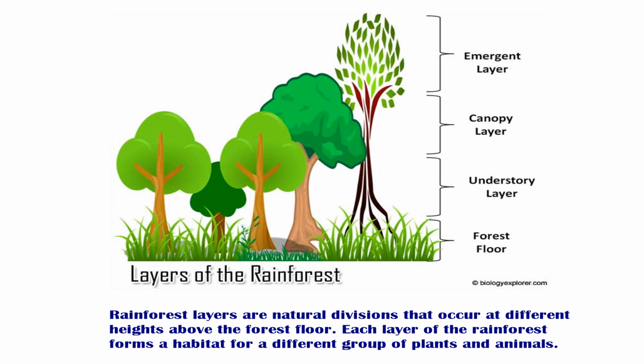Okay, now we're going to move on and discuss the layers of a rainforest. On this diagram here, you'll see there are four layers: the emergent layer, canopy, understory, and forest floor. Each layer has unique plants and animals that live there. Let's start with the emergent layer. The trees here receive the most sunlight, but they also face the strongest winds and the hottest temperatures. Of course, they're at the top.